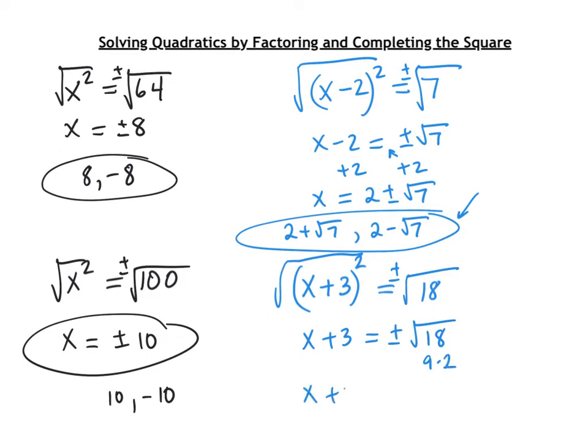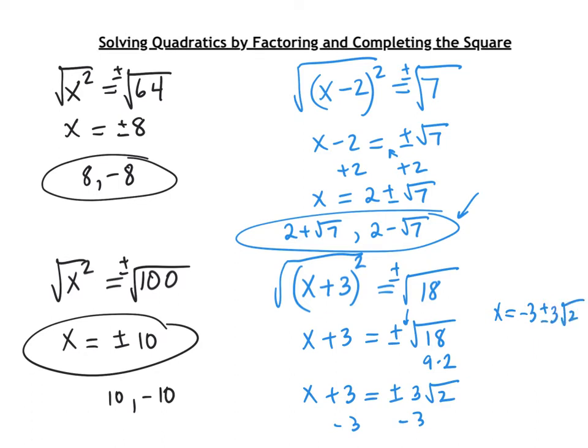So x plus 3 equals, do not put the square root of 9 in front of the plus or minus. It goes in front of the root. Plus or minus, the square root of 9 is 3. Left underneath is a 2. Plus or minus 3 root 2. Almost done. Take a 3 off each side, and I'll squeeze it over here. My answers are negative 3 plus or minus 3 root 2.